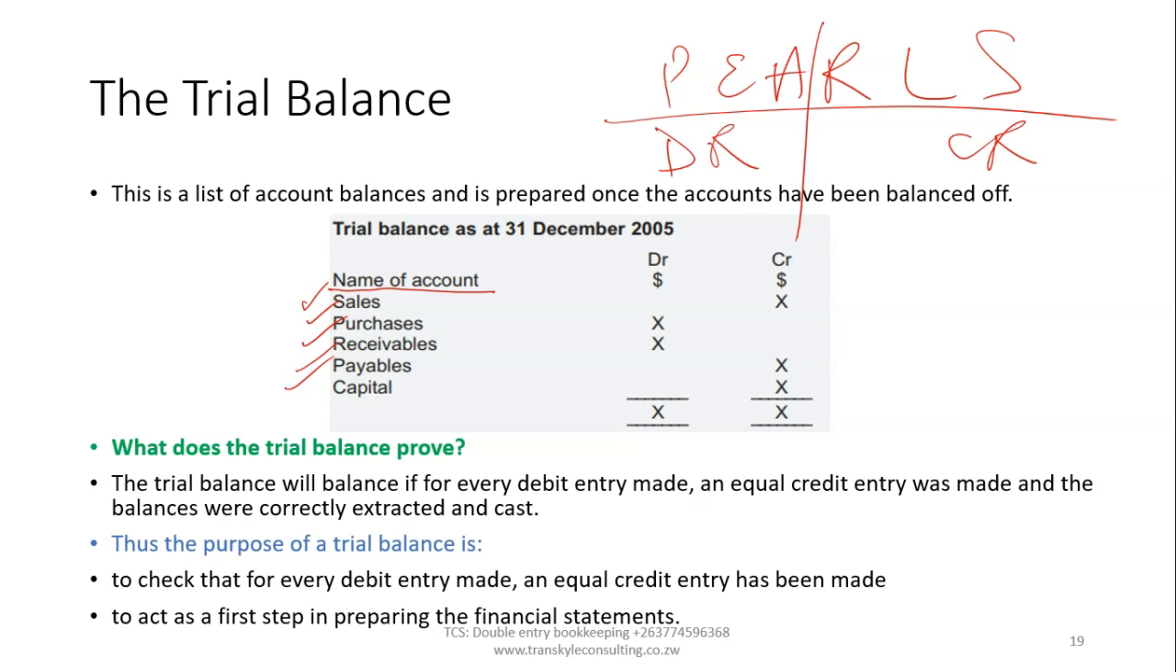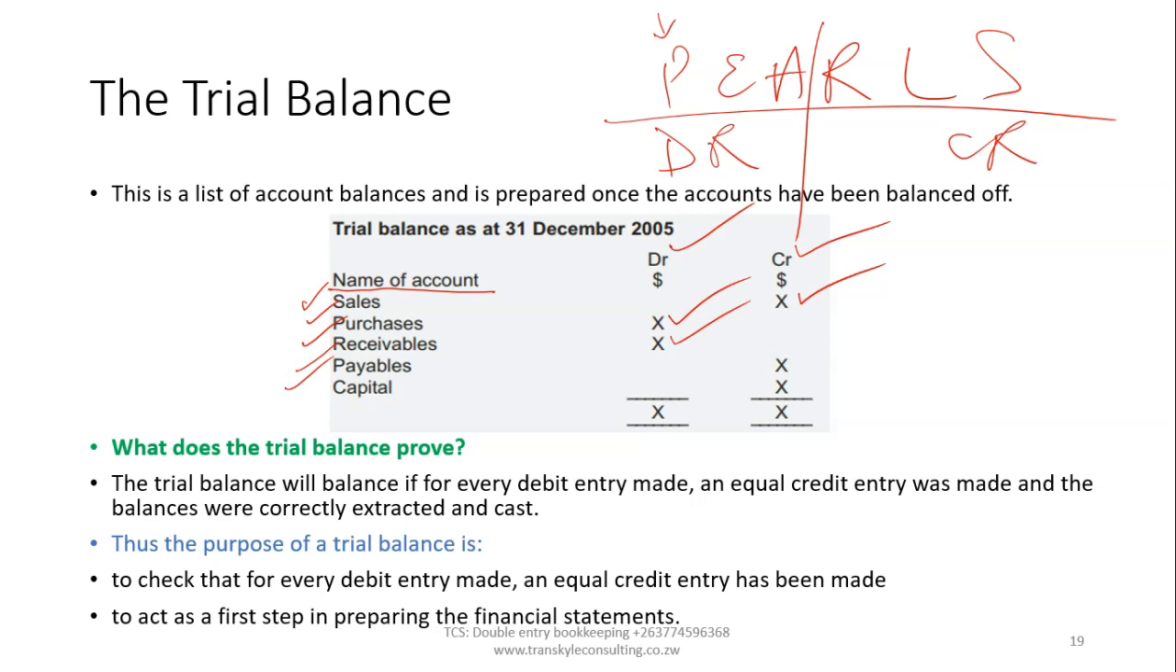Sales on the POs acronym, the sales here, they're on the credit side. Similarly, in this case, the sales are also on the credit side. This is the credit, this is the debit column. The purchases on the POs acronym are on the debit side. Similarly, here on the trial balance, they're also on the debit side. Receivables are assets, they're on the debit side of the POs. Here, they're also on the debit side.